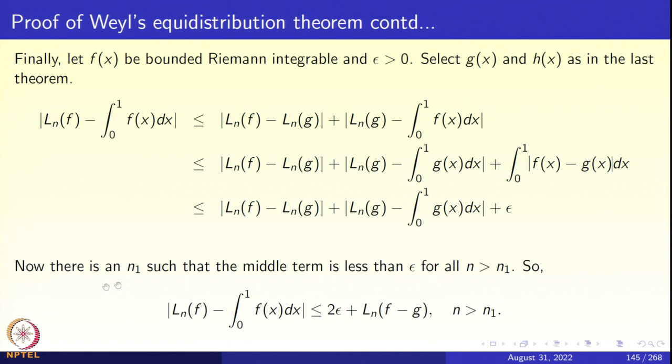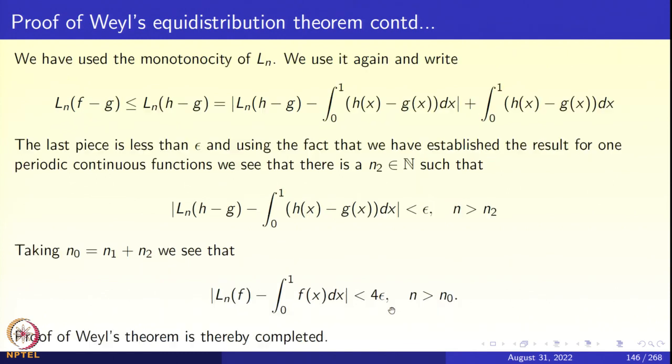And so now there's an n1 such that the middle term is less than epsilon for n bigger than n1. Why? Because g is one periodic continuous. Remember, we have proved the theorem for one periodic continuous functions. So this middle piece will be less than epsilon for n bigger than n naught. So we get 2 epsilon plus ln of f minus g. Now you must use monotonicity of ln. f minus g is less than epsilon, and so ln of f minus g will also be less than epsilon.